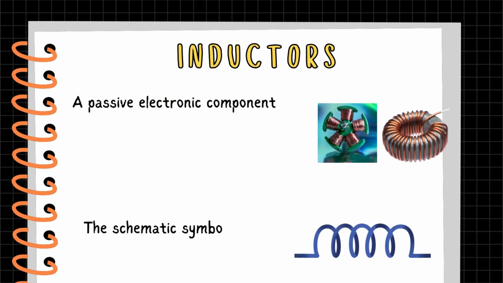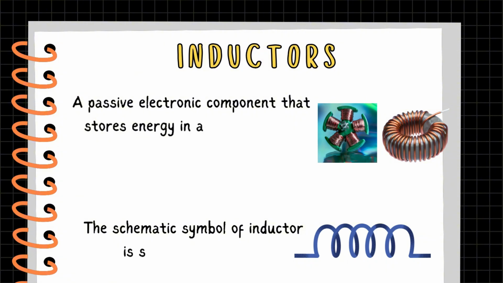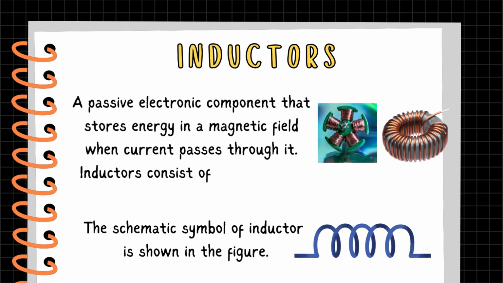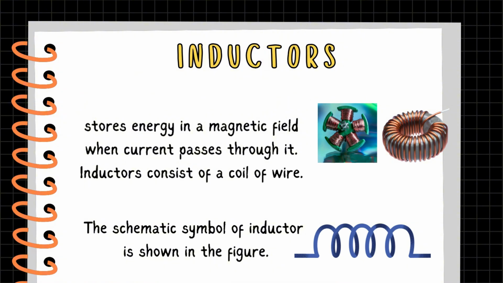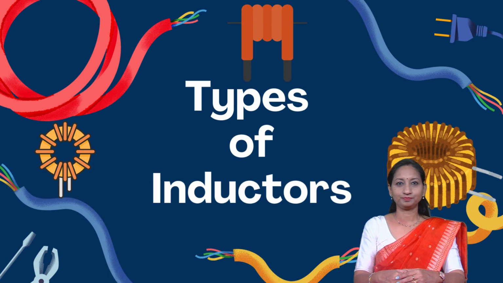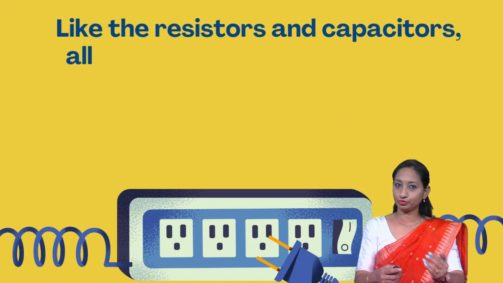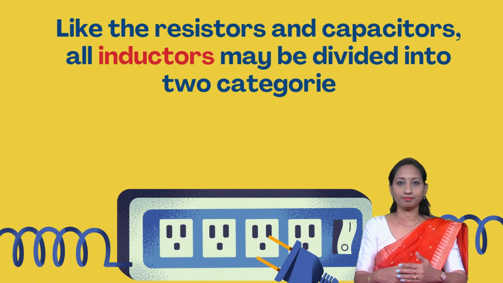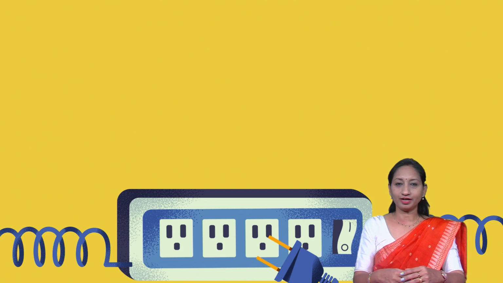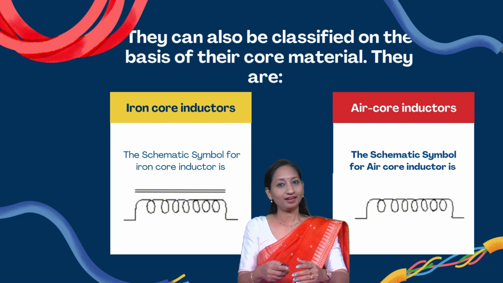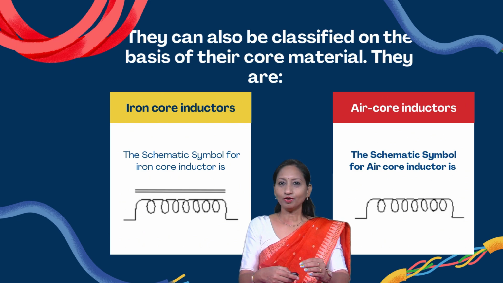So, inductor: a passive electronic component that stores energy in a magnetic field when current passes through it. Inductors consist of a coil of wire. The schematic symbol of an inductor is shown in this figure. Types of inductors. Like resistors and capacitors, all inductors are divided into two categories, that is fixed and variable. They can also be classified on the basis of their core material. They are iron core and air core inductors. The symbols for air core and iron core are given like this.